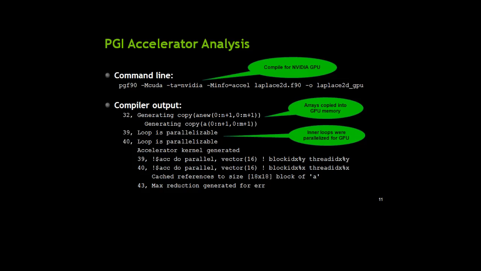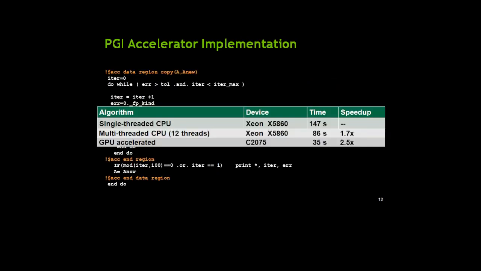What the compiler tells us with this additional -Minfo=accel flag is a bit of information about what the compiler was able to do based on our directives. So we can see where it tells us that it was able to generate a copy of these particular matrices into the GPU memory, and then also it acknowledges that the loops we asked it to parallelize were in fact parallelizable, and it tells us a little bit about how it went about accomplishing that. So when we take this code and we run it out on our NVIDIA Tesla C2075, we see that the total time has gone down now to 35 seconds for a total speed up of 2.5x over our baseline.